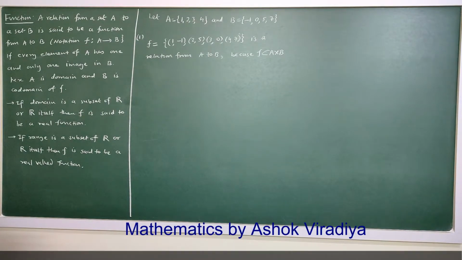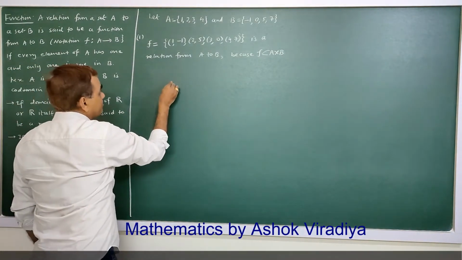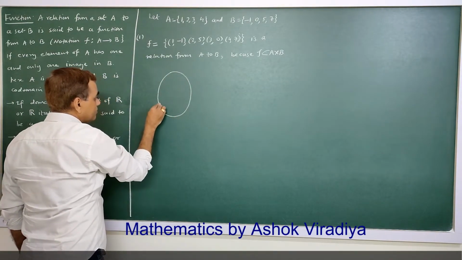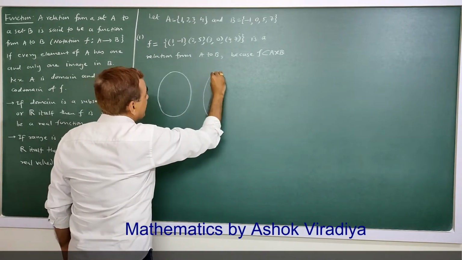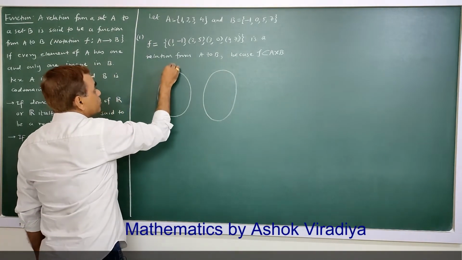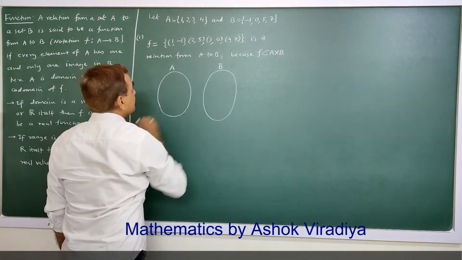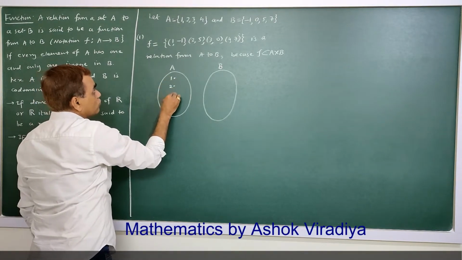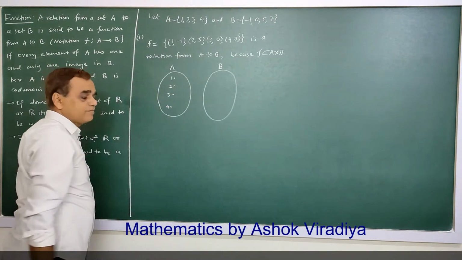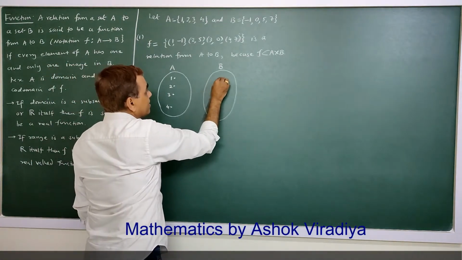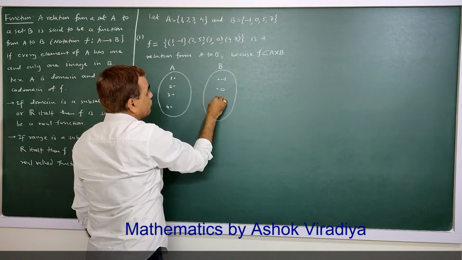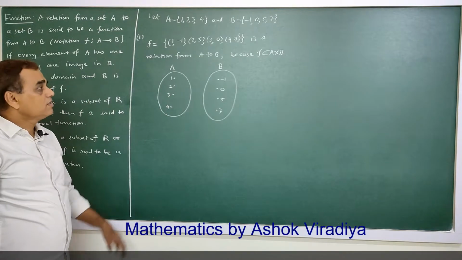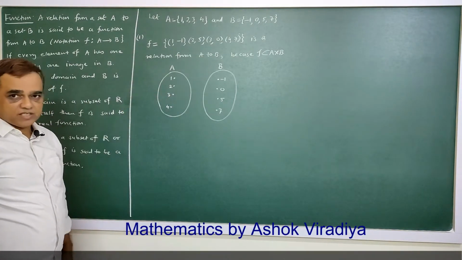Now we check this relation in a diagram. This is a Venn diagram. To understand it in a better way, I am putting this in a Venn diagram. Set A contains 1, 2, 3, 4. Set B contains -1, 0, 5, 7. The first set is A, the second set is B.